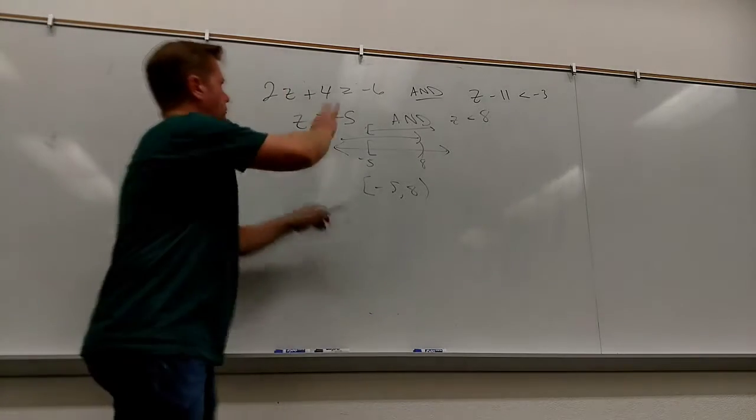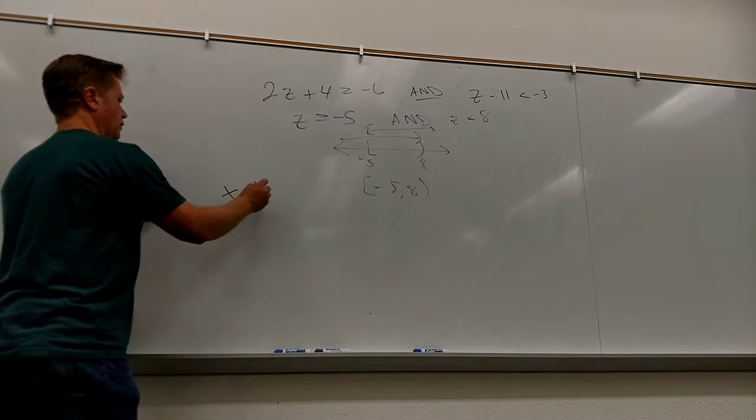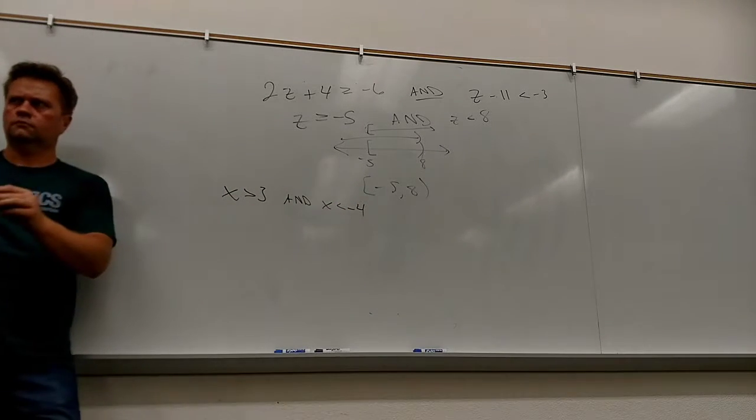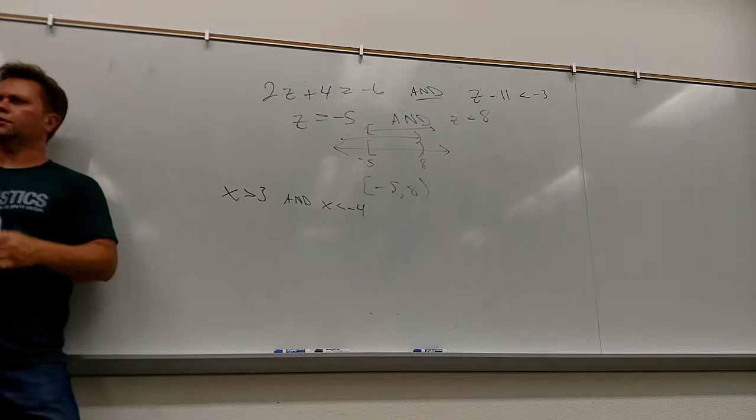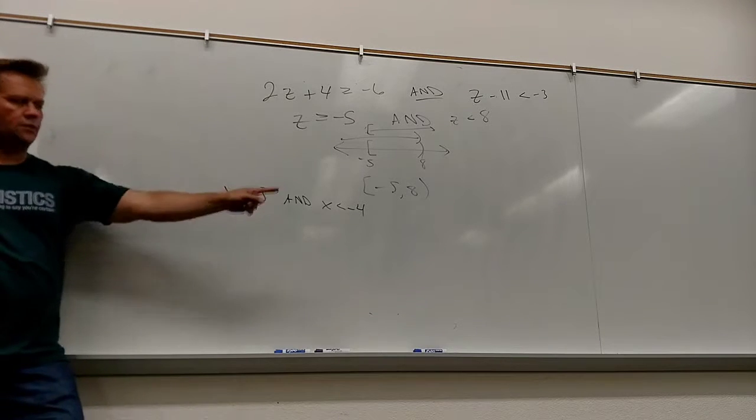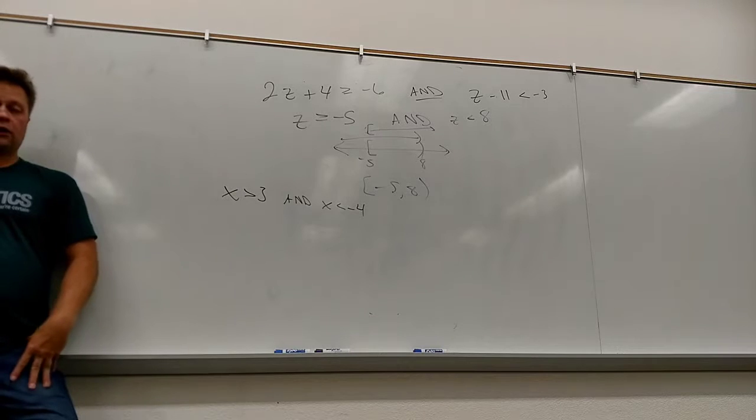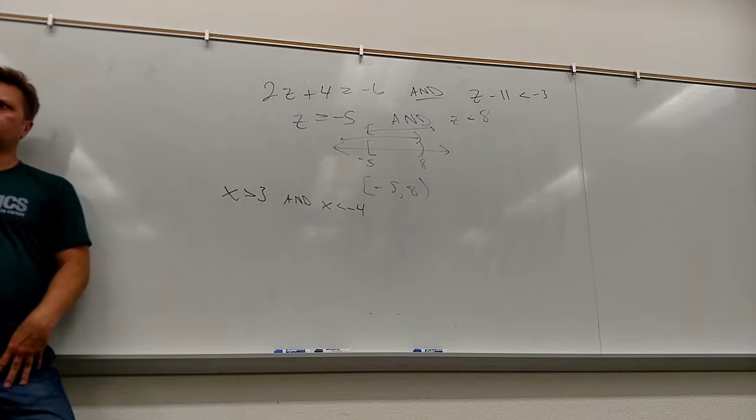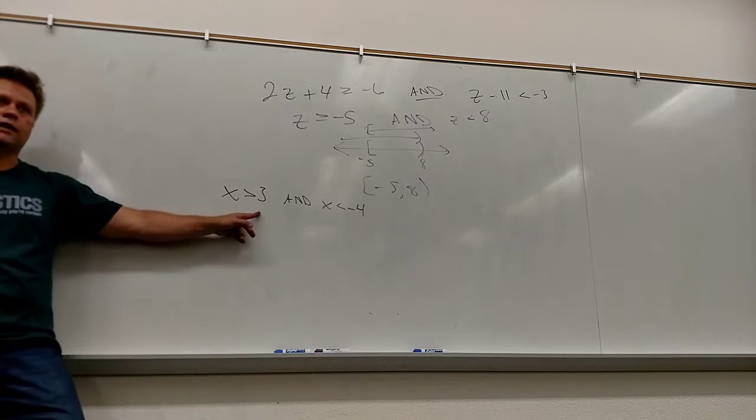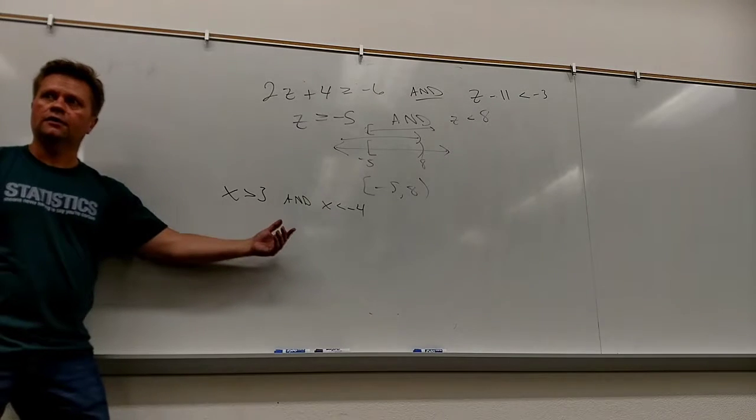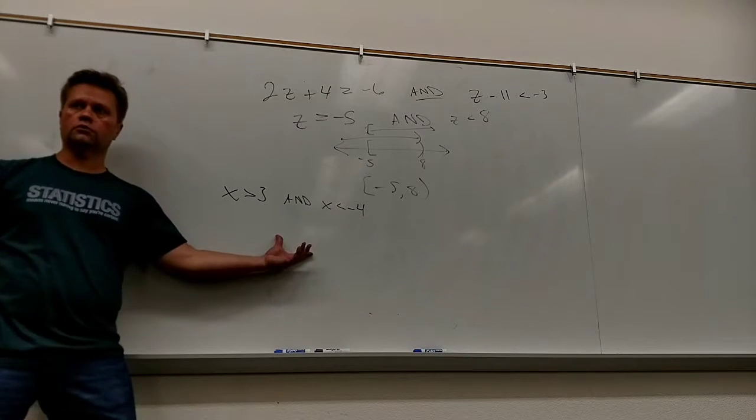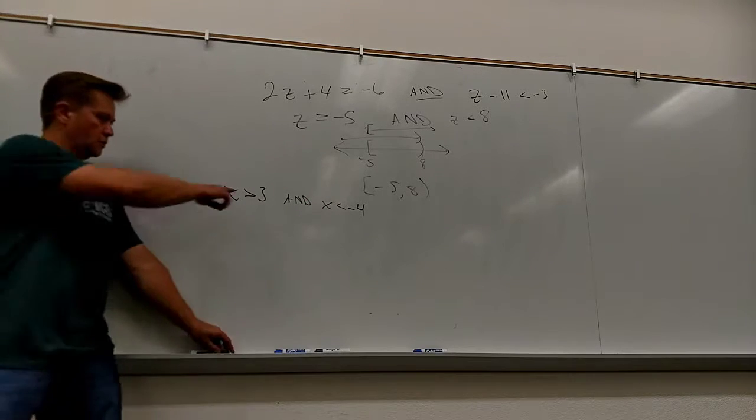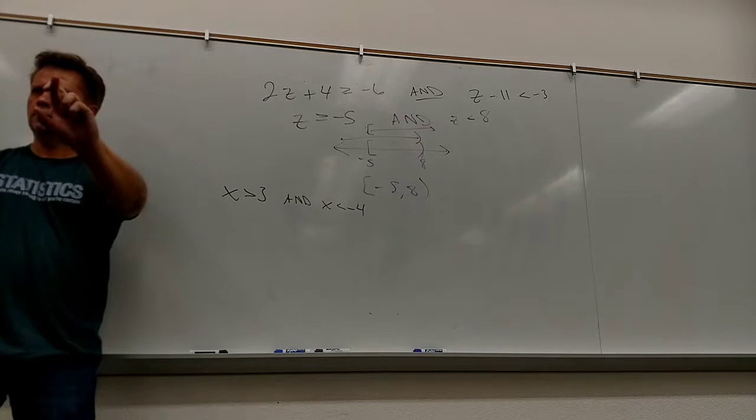What if I said this? What if you worked a problem out and you get x greater than 3 and x less than -4? Can somebody tell me a number? Give me any number that does both of those things. It's got to be bigger than 3, and it's got to be less than -4. Is there a number that does both of those? No. So if you get this as an answer, it doesn't mean you made a mistake necessarily. What's the solution? No solution. There is no number that's both bigger than 3 and less than -4. You guys see that?